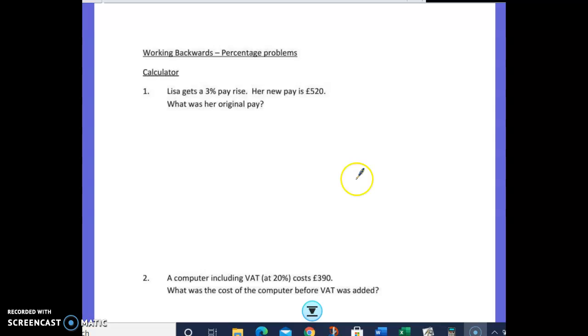Okay. The idea of this then, Lisa got a 3% pay rise. So she had her original pay. Her original pay was at 100%. She got an extra 3%. So her pay is now at 103%. And that 103% is equal to that £520 because that's her pay after she got that 3% added on.